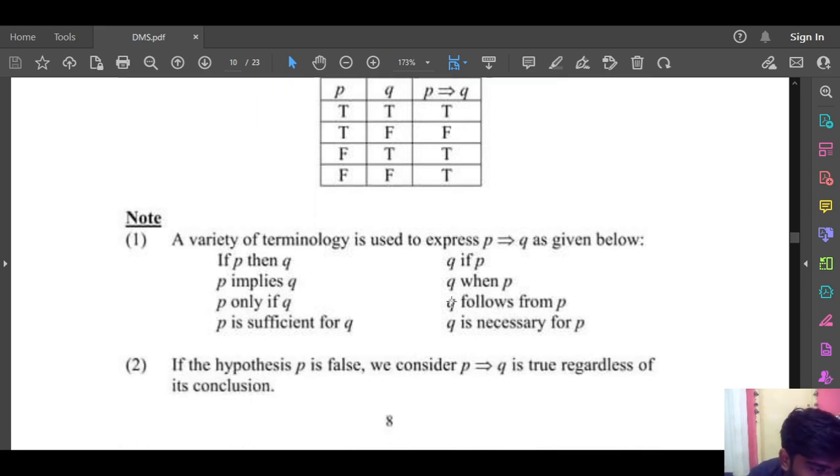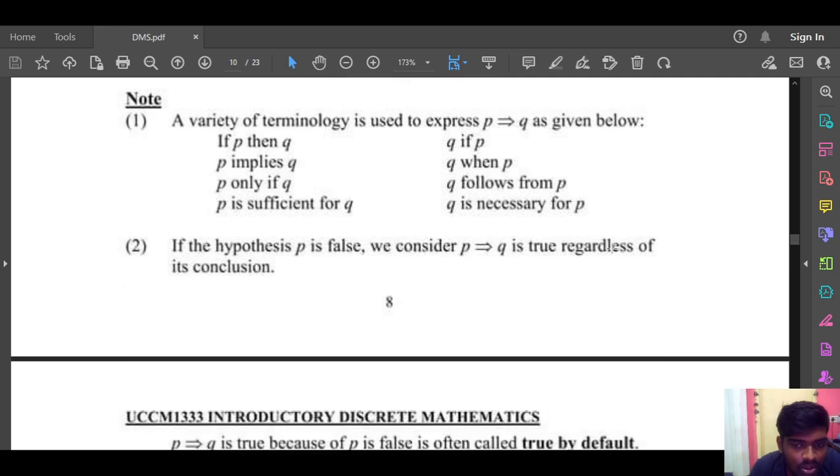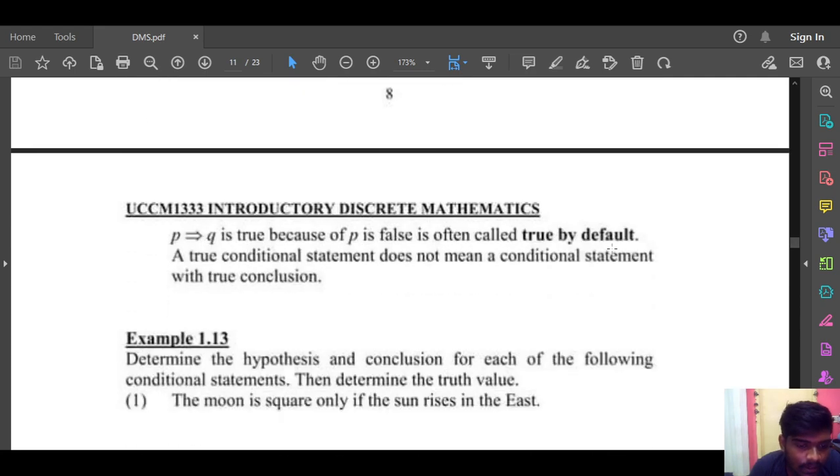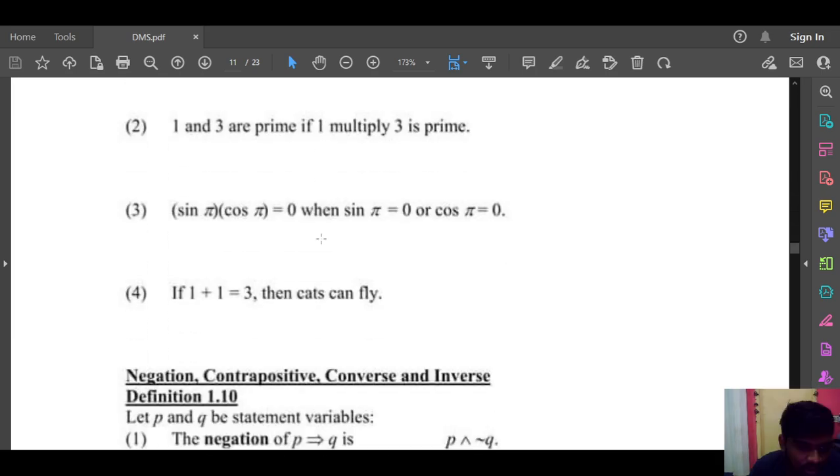Note: if-then terminology is used to express P implies Q as given below. If P then Q, Q if P, P implies Q, Q when P. If the hypothesis P is false, we consider P implies Q true regardless of its conclusion. And here are some examples.